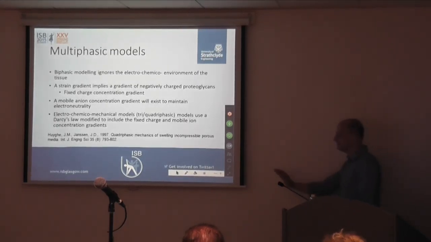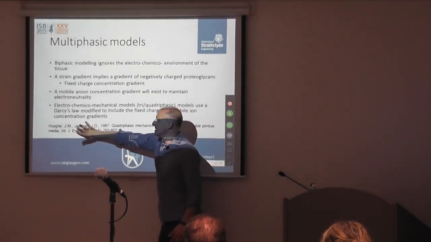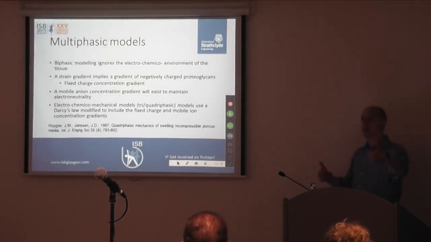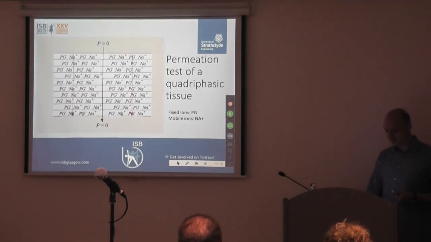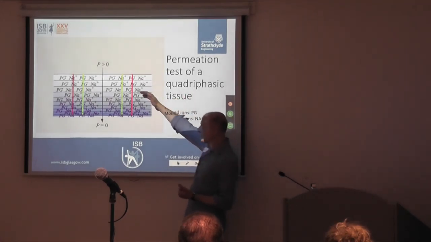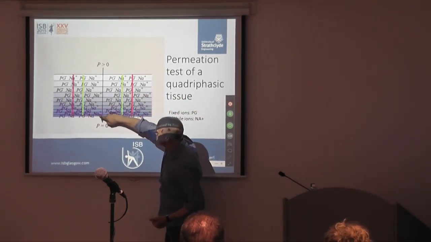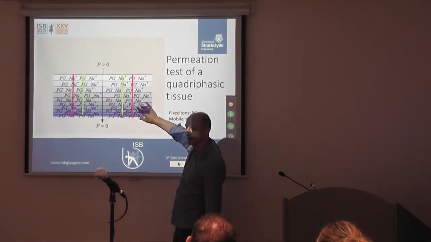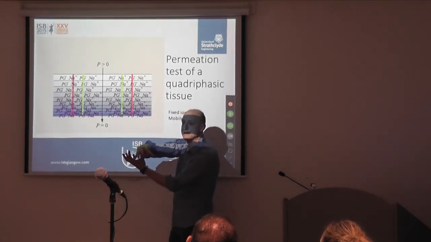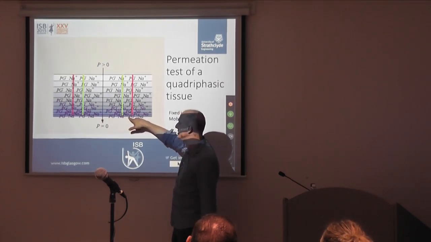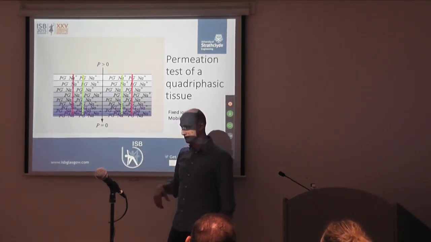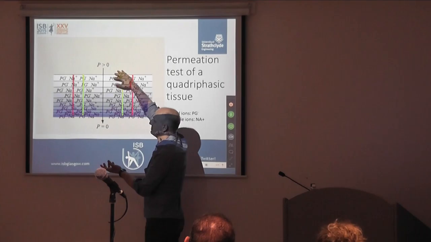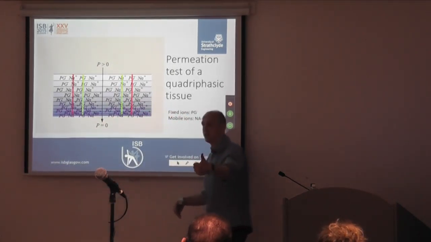And there's a nice paper from 1997 which describes the quadriphasic mechanics, including the effects of fixed ions and also mobile ions. If you put those in, you get the same sort of effect. But here you can see that because you've got these proteoglycans fixed into the tissue, you're going to get a much higher proteoglycan concentration at the bottom than at the top because of the deformation. And because you're getting more proteoglycans there, you're getting more mobile ions as well to maintain electroneutrality. So in doing a permeation experiment, not only are you getting a variation in strain and fluid, but you're also getting a variation in proteoglycan content or fixed charges and also mobile charges.